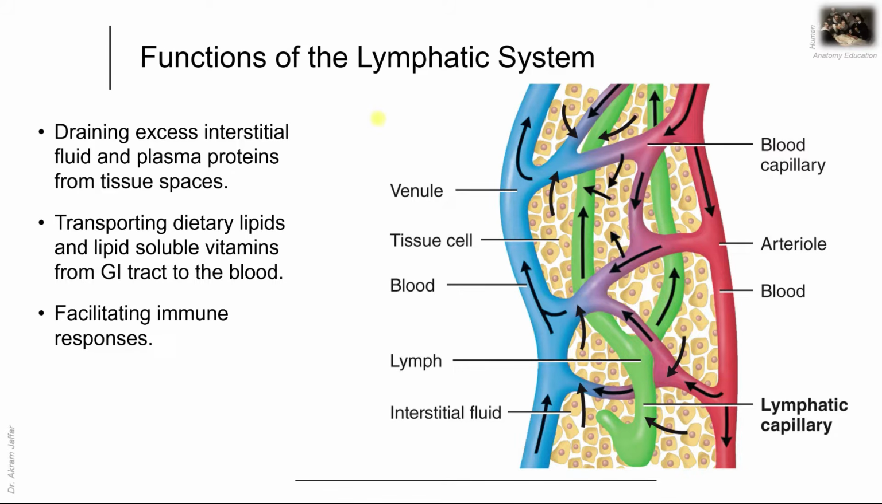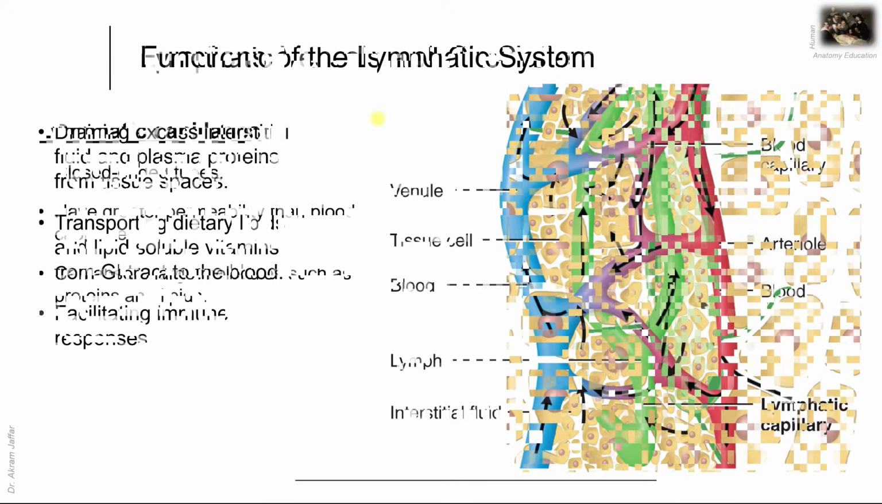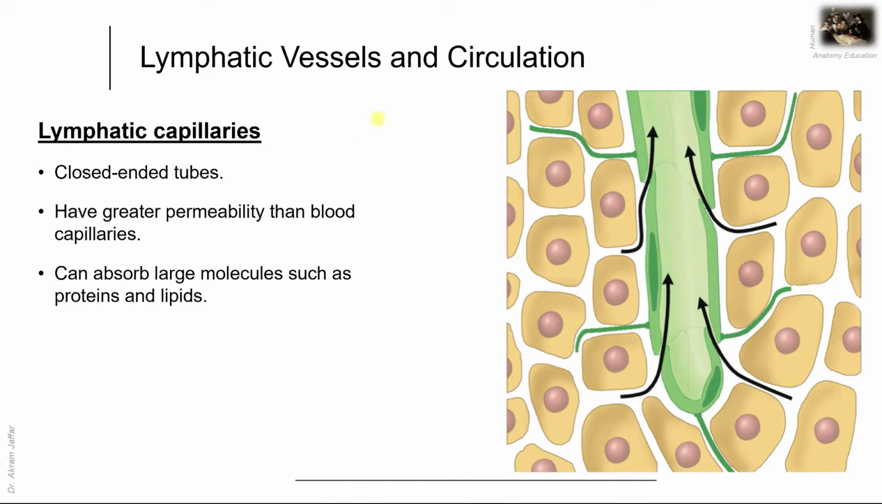And the third is that the lymphatic system facilitates immune responses. It recognizes the microbes or abnormal cells and responds by killing them, either directly or by secreting antibodies from B lymphocytes that will cause their destruction. So the lymph is drained from the interstitial spaces by lymphatic vessels. It will circulate and go back to the venous system.